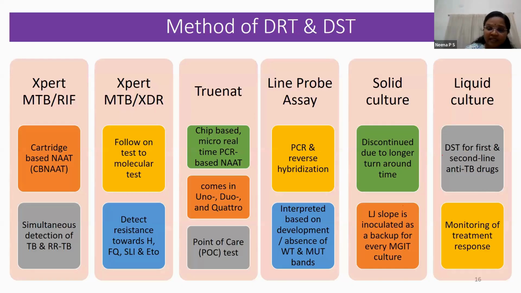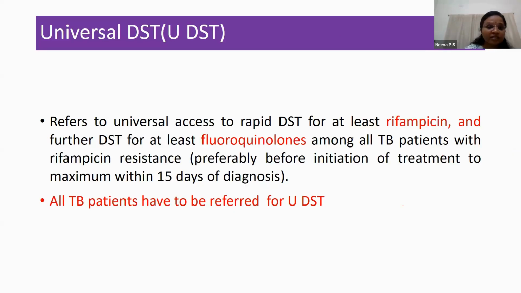But even if you have all these tests, what is mandatory is the universal DST. This concept also was discussed in the last session. All the patients who have been diagnosed with TB should be offered a test for diagnosing rifampicin resistance. And if the patient is found to be RIF resistant, he needs an additional test for diagnosing quinolone resistance. That is universal DST. You need to know the resistance status of rifampicin as well as fluoroquinolones, and that has to be done within 15 days of diagnosis.